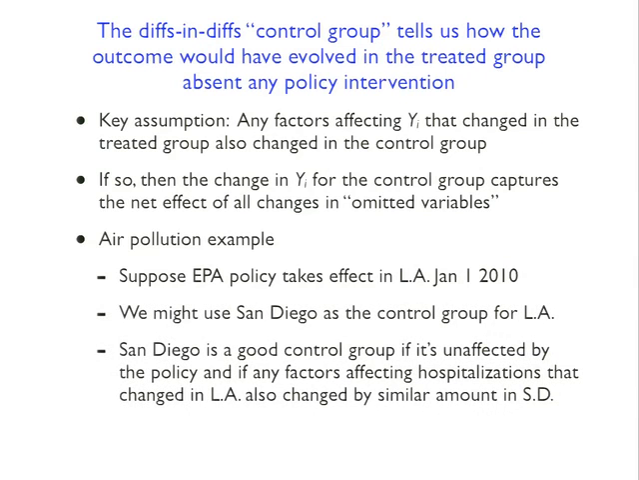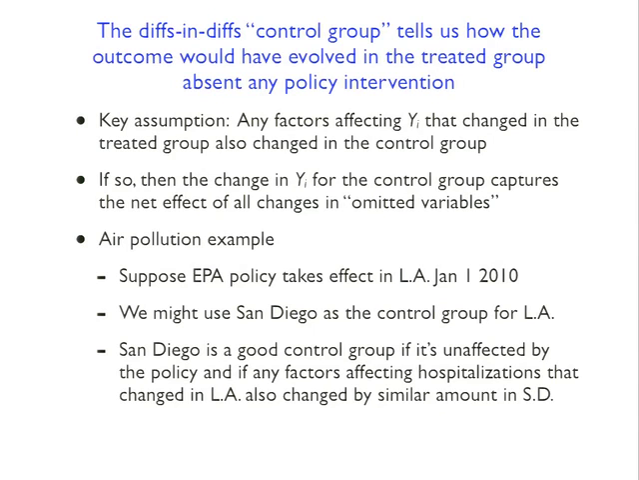If that's true, then we're going to observe some change in hospitalizations even if that EPA policy in Los Angeles hadn't taken effect. And so we would get a biased estimate if we just did a regression of hospitalizations on a variable measuring whether or not the policy was in place. But if those changes that are happening behind the scenes are also changing hospitalizations in San Diego, then we can basically use the observed change in hospitalizations in San Diego to net out the effect of these unobserved variables.